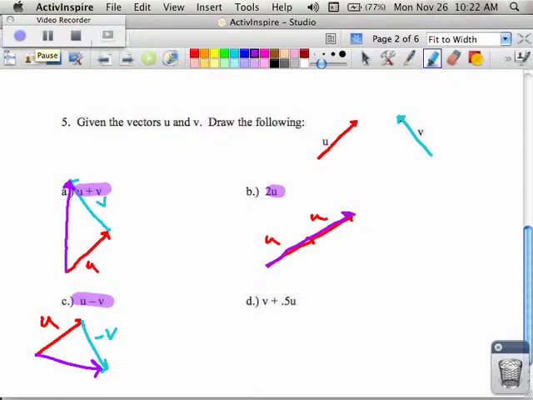In the last one, we have a v. And v went up like this. Like this. And then we wanted to go with a half of a u. Because we couldn't afford the whole thing. This is 0.5 u. And this was v. And my answer is the resulting vector in purple.